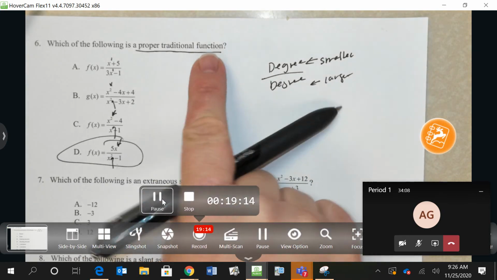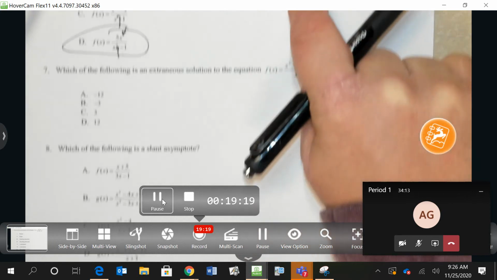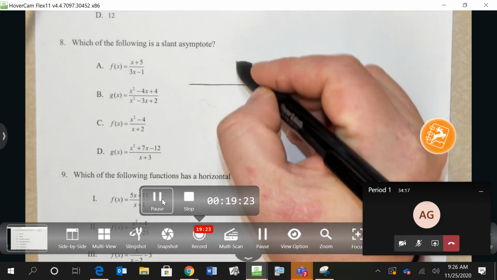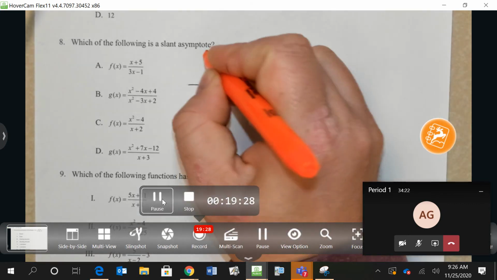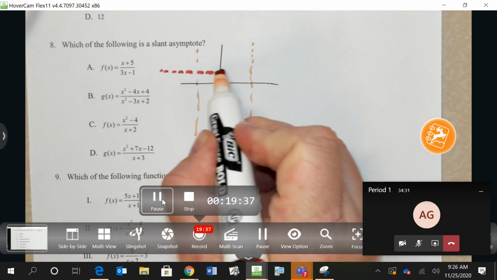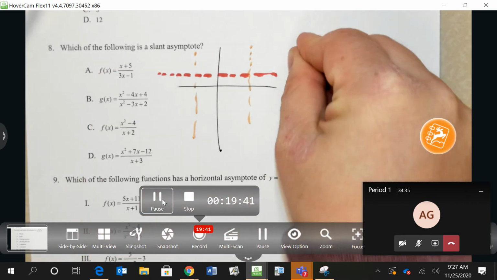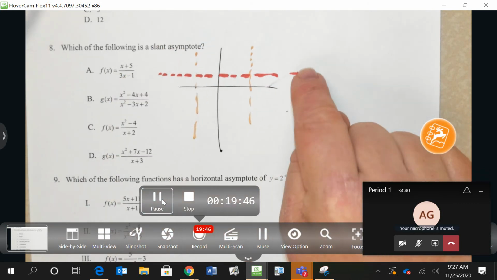A proper rational function where the degree on top is smaller than the degree on the bottom is just the opposite of when you have a slant asymptote. So if you're thinking, what the heck is that? So we have vertical asymptotes, and in this video I talked about how the graph will never cross a vertical asymptote. And then we have horizontal asymptotes. And with horizontal asymptotes, we're really focused on the ends, both the far left and the far right.